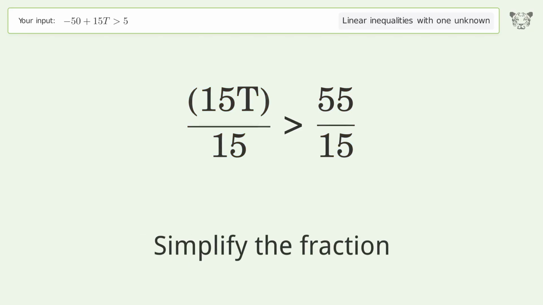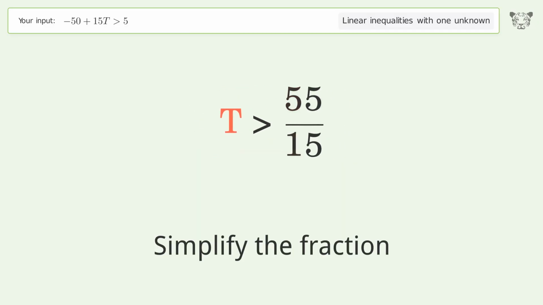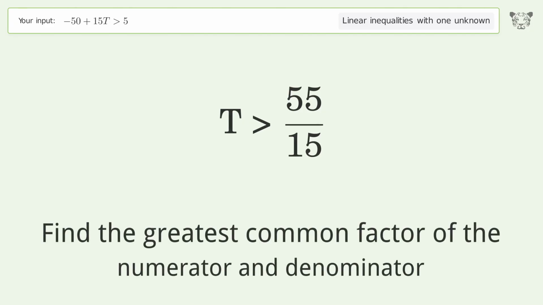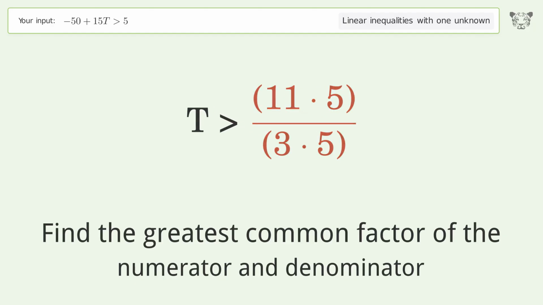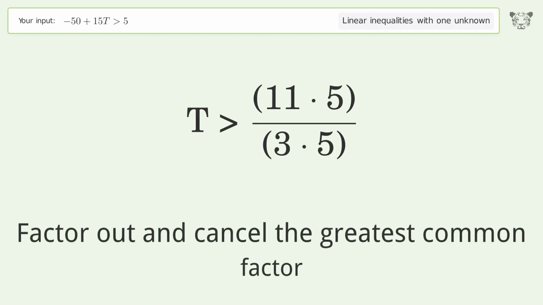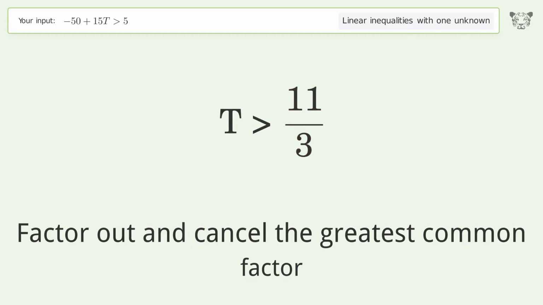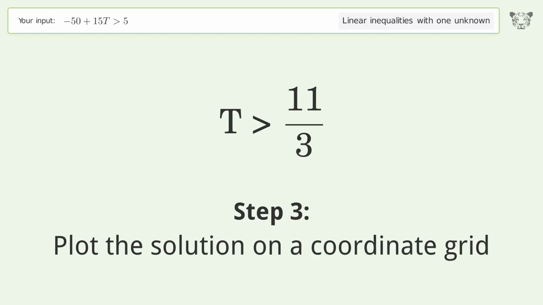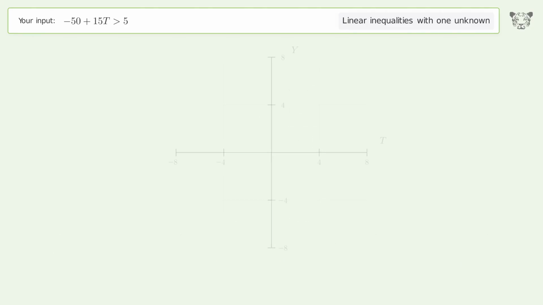Simplify the fraction. Find the greatest common factor of the numerator and denominator. Factor out and cancel the greatest common factor. Plot the solution on a coordinate grid. And so the final result is t greater than 11 over 3 greater than 32 over 3.